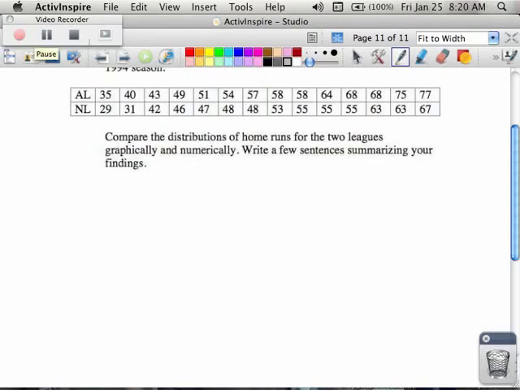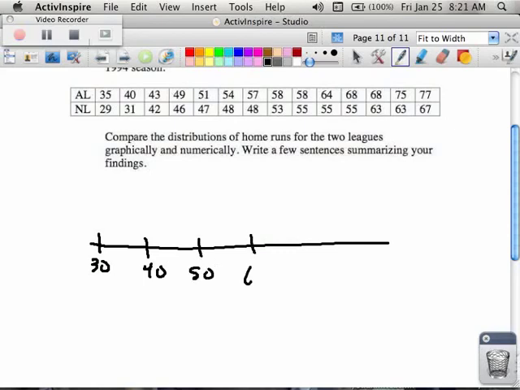Finishing up with the description, but I kind of wanted to put up the information graphically at least. They asked us to compare the distributions graphically and numerically. The way that I would graphically represent this is with a box and whisker. The smallest value that I see is somewhere right around 30, right? 29? Yeah, you're right. So I'm going to go with 30 right here, and then 40, 50, 60, 70, 80, and 90.